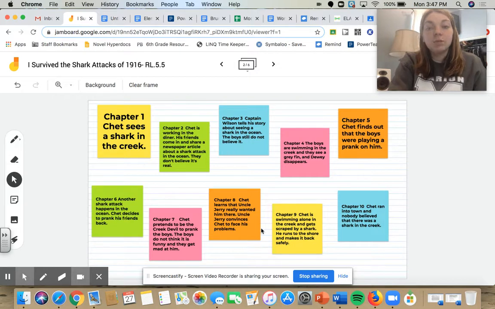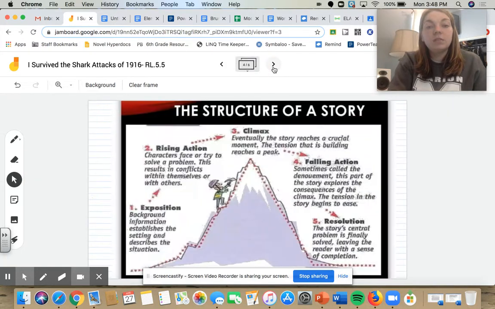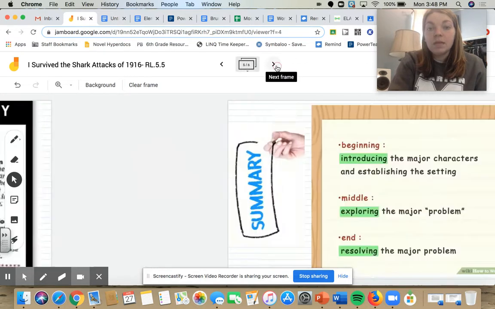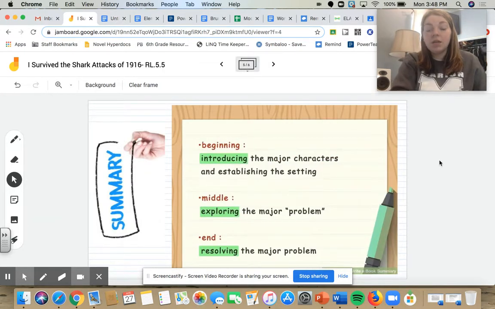Yesterday we finished filling in our sticky notes and talking about all the summaries for each chapter, and then we talked about how all those chapters fit together to provide the overall structure of the story. And today we're going to be talking about summary of the whole book.